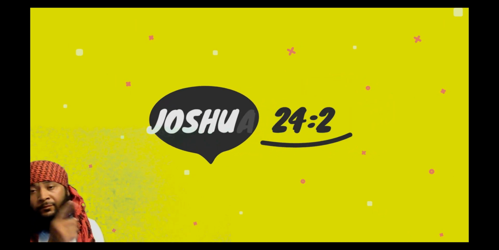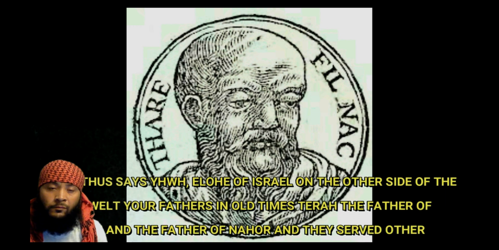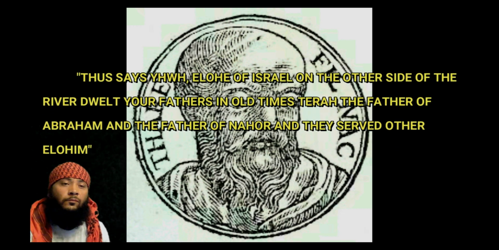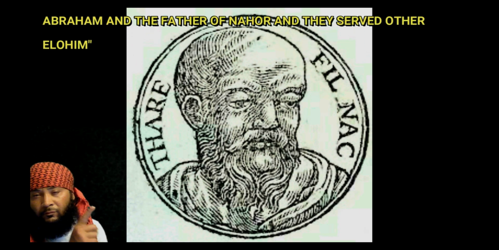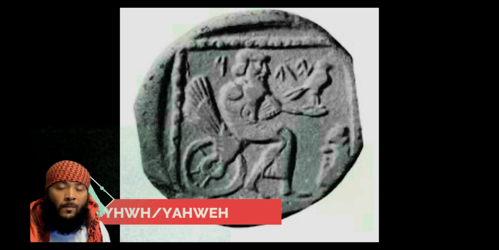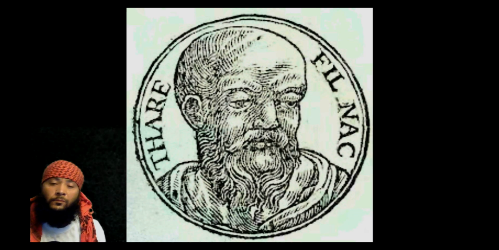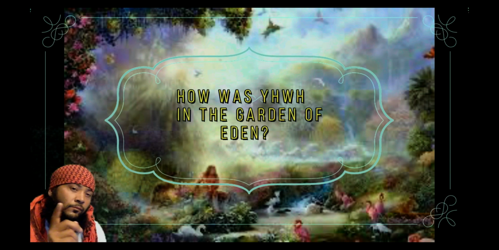Back at Joshua 24:2, when it states, "Thus says Yahweh, Elohe of Israel, on the other side of the river dwelt your fathers. In old times, Terah, the father of Abraham and the father of Nahor, and they served other Elohim." Here, Yahweh is clearly stating that Terah, the father of Abraham, served other Elohim. So if Terah and his ancestors served other Elohim, and Yahweh himself claims to only have come around in the time of Abraham, then how was Yahweh in the Garden of Eden? Well, let's take a look.